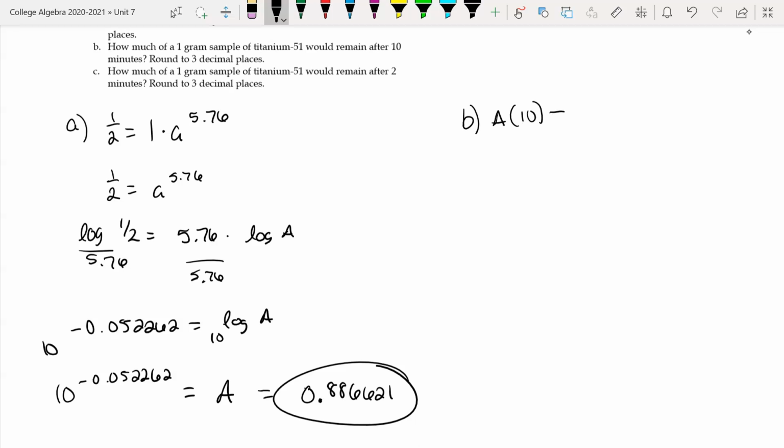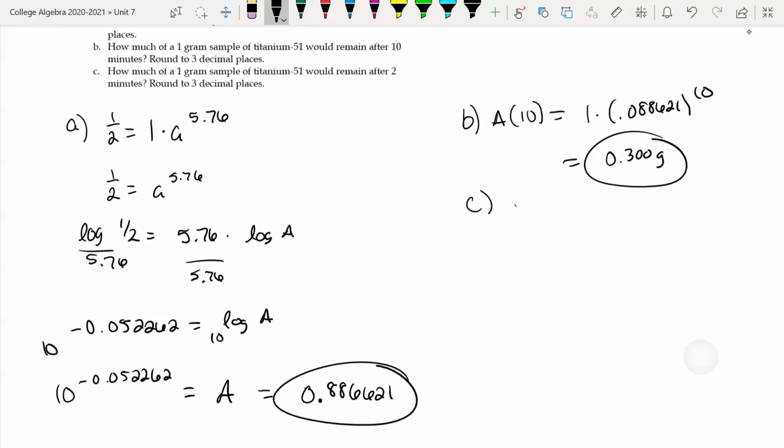And now it says how many of a 1 gram sample remains after 10 days. So I'm going to say 1 times 0.886621 to the 10th, which gives me 0.300 grams. And then C, it says after 2 minutes. So I'm going to say A of 2 equals 1 times 0.886621. That should be out to the second. And I get 0.786 grams. Okay?